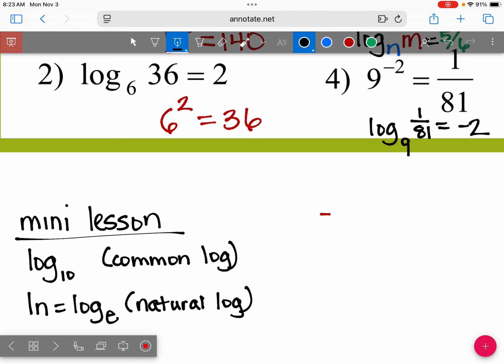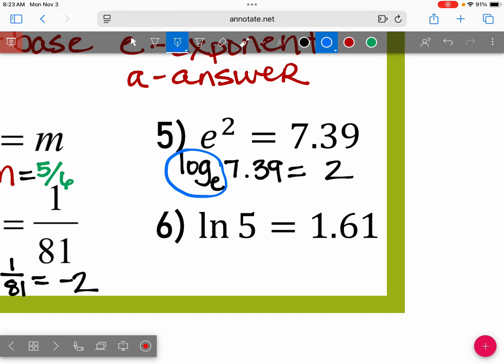Now, whenever there's a log base e, we have to change it. What did I say log base e really represented? ln. So I'm going to write this as ln 7.39 equals 2. And that's really important. If you have a log base 10, we can drop the 10. If you have a log base e, we have to switch it over to a natural log.